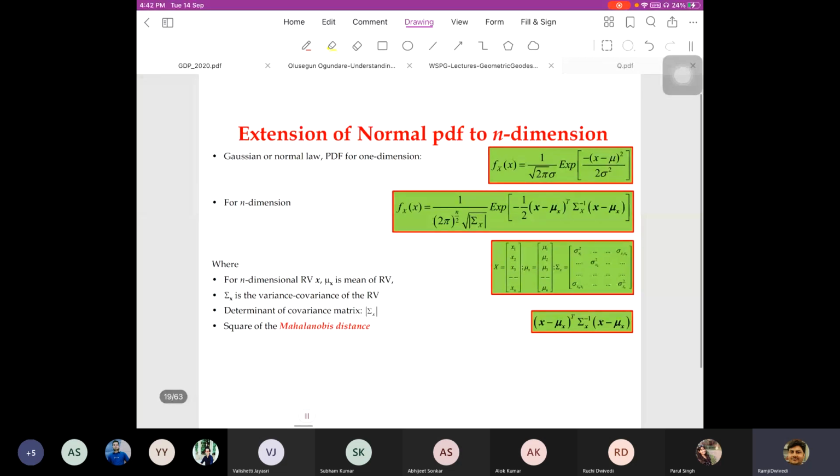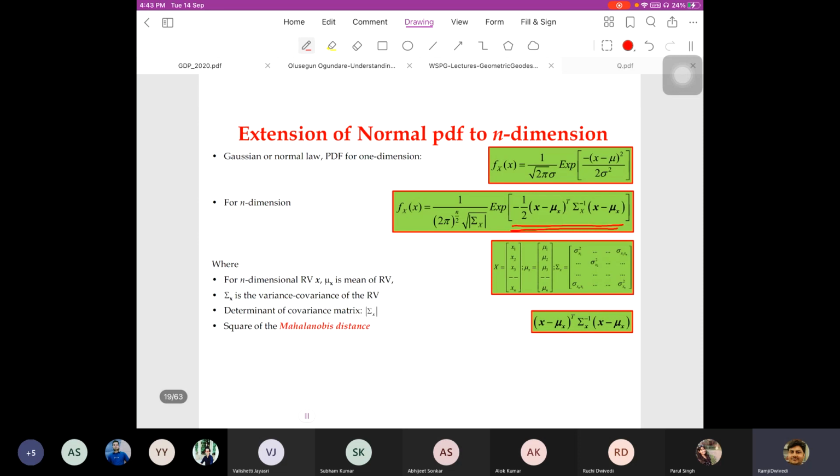Now what we are doing, we are extending this normal PDF to n dimensions. We have discussed in the previous class also that this is the way you represent the 2-dimension or n-dimension case of your observation, where x is a vector which isn't a single variable, it is a set of n-dimensional variables. So for x, which is an n-dimensional random variable, you have mu x, which represents the mean of the random variables. Okay, so correspondingly, we have the sigma x inverse, which represents the variance covariance matrix.